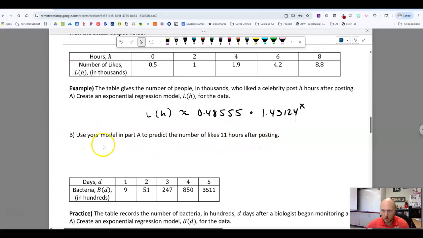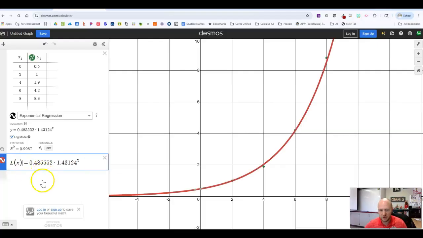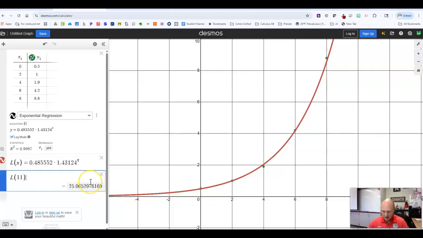And then they say B, use your model in part A to predict the number of likes 11 hours after posting. So they want L of 11. You can copy a regression equation. If you click this icon, it will bring down your equation without rounding, which is great. And I'm going to change it from y equals to a function. So L of x. And there's my function. Now I can say, hey, Desmos, what's L of 11? And then they give me the answer here.